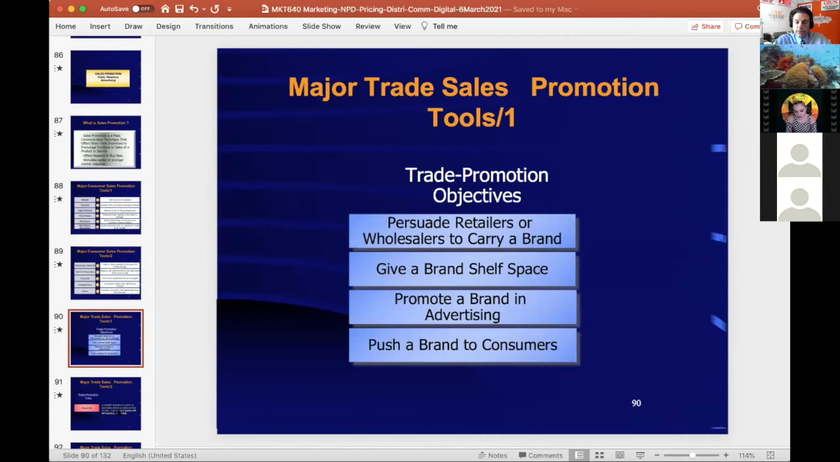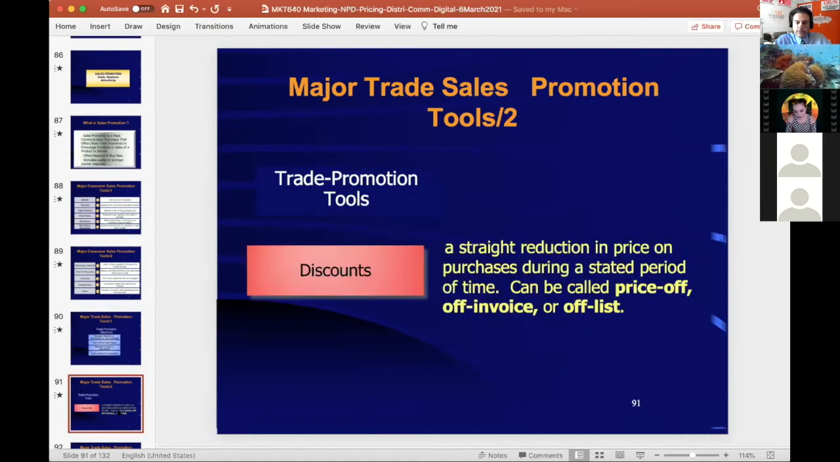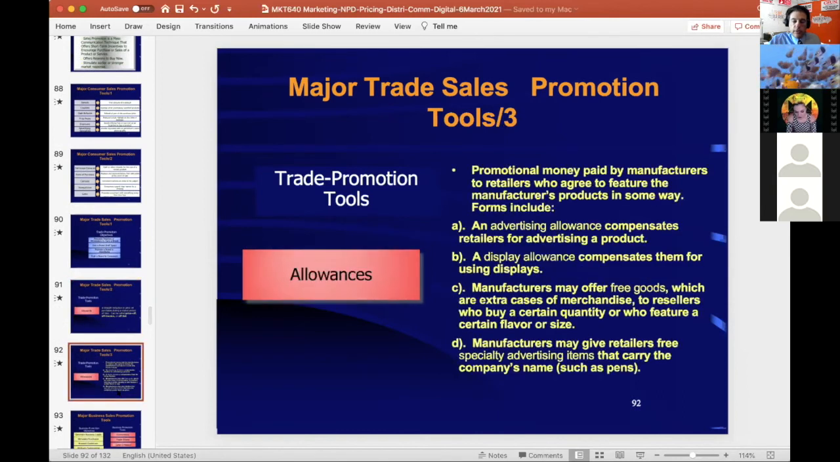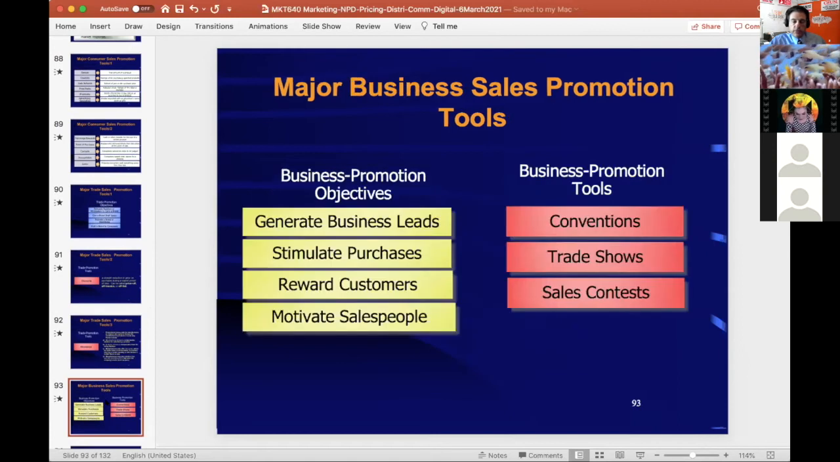So discounts is if they buy more products, you give them a percentage of reduction. If you buy 5,000 products, you get a 10% discount. If you buy 10,000 products, you get a 15% discount. So you give them this kind of incentives, or you give them allowances, which is that you pay some of their expenses. So if they're organizing events, for example, you are paying for the cost of the events to be carried out.